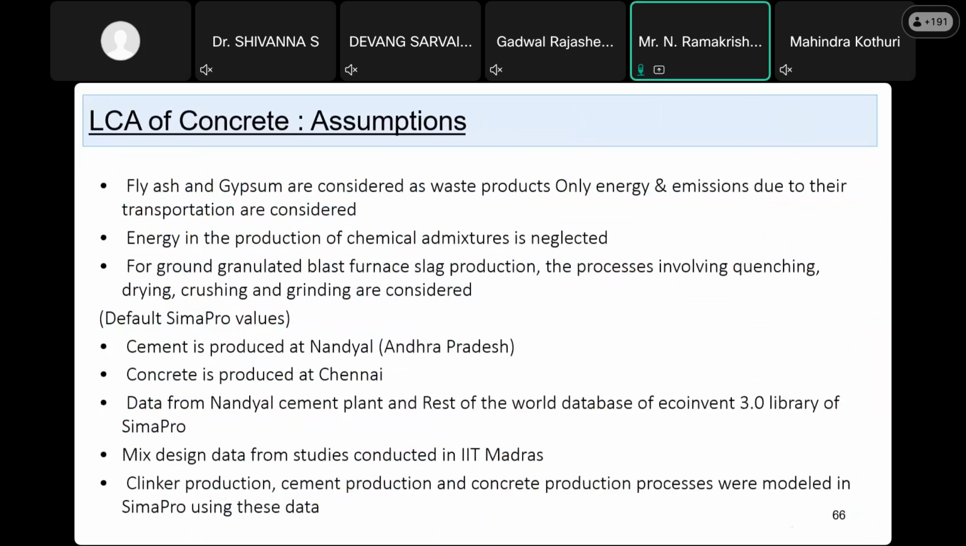So these are some of the assumptions they have made here. Fly ash and gypsum are considered as waste products. Energy production using chemicals is neglected, and the default SimaPro values, that is the values which you are going to get using the software, from the drying, crushing, and grinding are considered. Cement is produced at Nandyala, Andhra Pradesh, and concrete is produced at Chennai. All the mix design data studies were done at IIT Chennai, and clinker production and cement production process was modeled in SimaPro using the data. After that, we are going to get the values, and then comparison is being made.